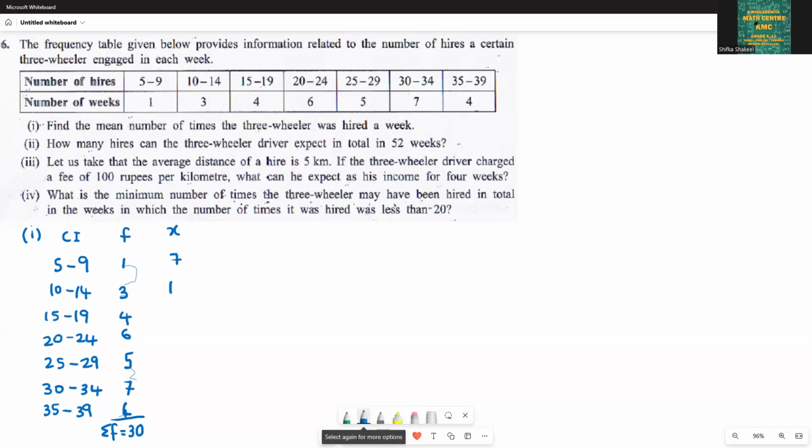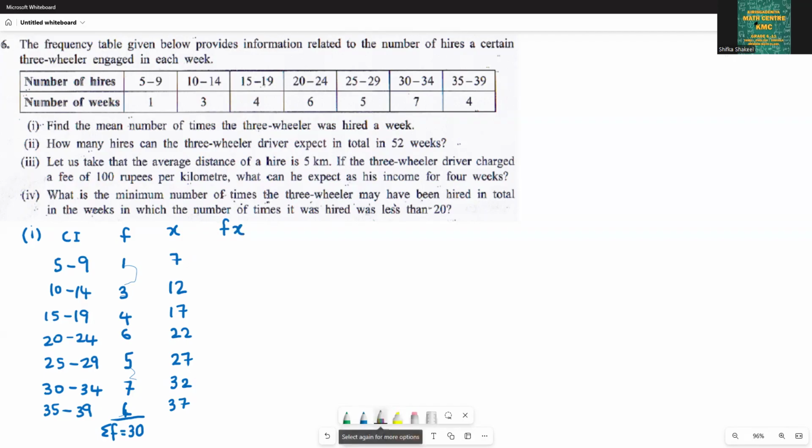Second mid-value is 12. Next mid-value is 17. Next, 20 plus 24 divided by 2 is 22. 25 plus 29 divided by 2, you will get the mid-value as 27. Next, 30 plus 34 divided by 2, you will get 32. 35 plus 39 divided by 2, you will get 37 as the mid-value. I didn't write the deviation column and FD column; I'll move directly to the FX column.